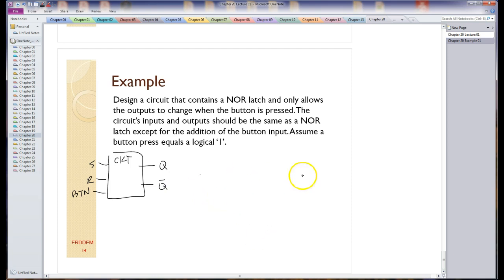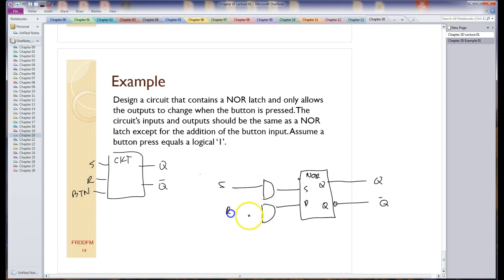I think I'm going to erase it. The circuit calls out for a NOR latch. Here's my NOR latch. What I'm interested in is being able to have the button allow this to work or not. So when the button is pressed, it acts like a NOR latch. When the button is not pressed, nothing changes in the circuit. So it's a pretty straightforward solution to this thing.